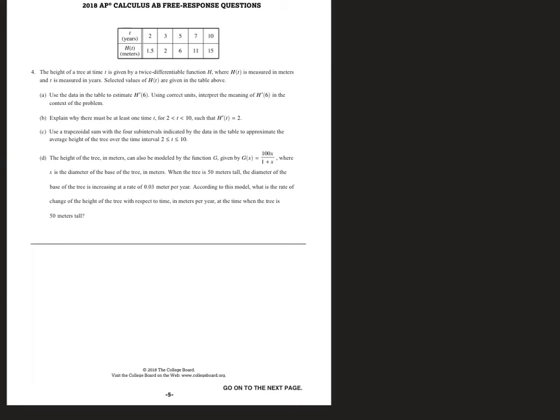So that's going to be 11. For part A here, it's 11 minus 6, my two y values, over 7 minus 5, my two t values in this case. And if I simplify that, I'm going to get 5 over 2. I don't need to simplify it, but I will here. And that's going to be meters per year, because they want units. Meters per year. And then it says to interpret that.